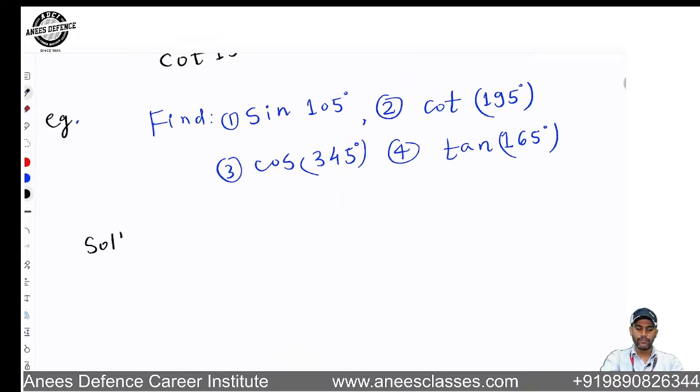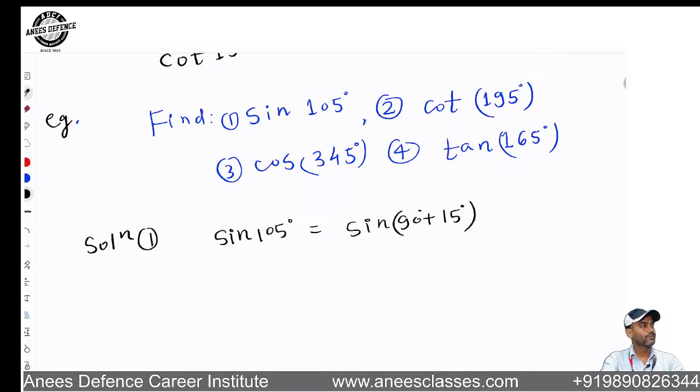Solution. Question number 1. We are supposed to find out sine 105, right? So sine 105 can be written as sine 90 plus 15. Very good. Sine 90 plus 15. Yes or no? Yes, sir. And in the second quadrant, sine theta is positive. So the sign is not going to change. It would be positive only. Why? Because in the second quadrant, it is positive.